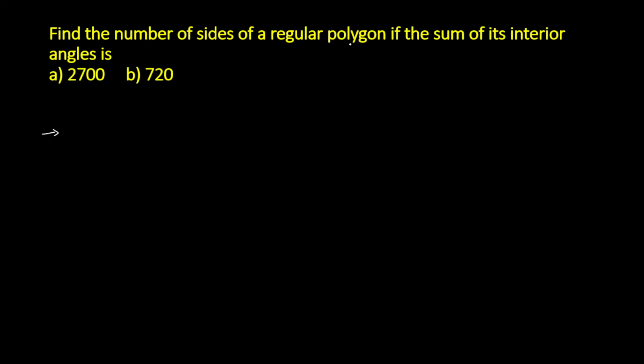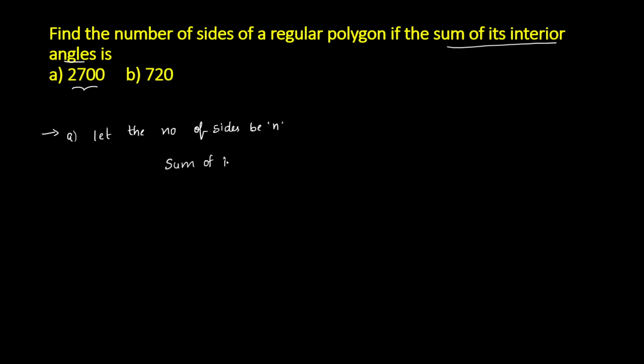Sides of a regular polygon, regular polygon means all sides equal, if the sum of its interior angles is 2700. Very simple question. See, if we don't know the number of sides, let the number of sides be n. Now clearly it was given that the sum of interior angles is 2700 in the first example.